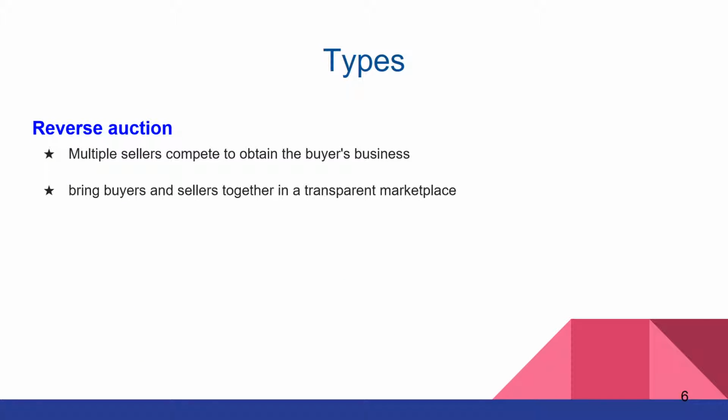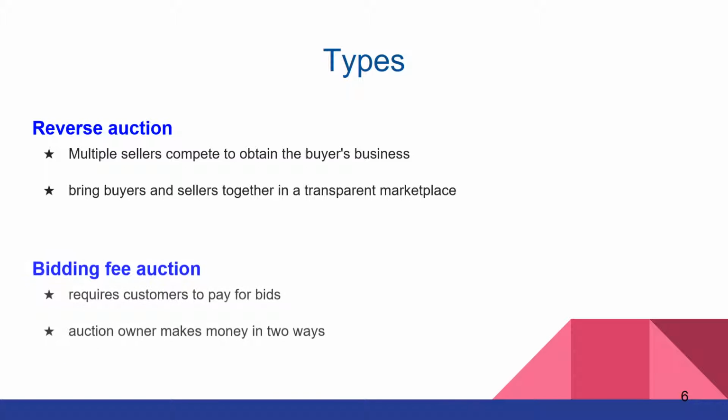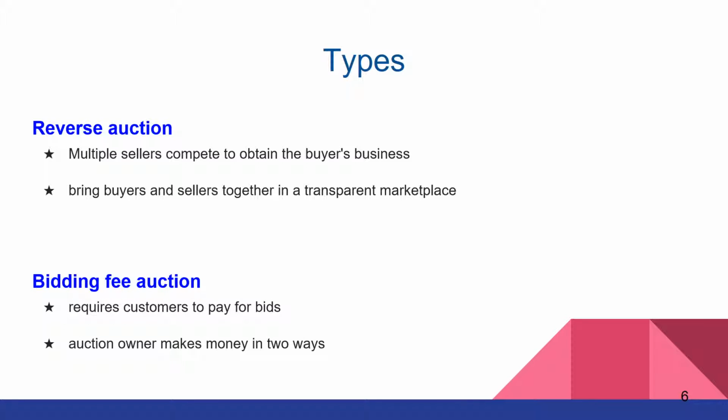The fifth type of online auction is reverse auction. Multiple sellers compete to obtain the buyer's business. It is a good opportunity to bring the buyers and the sellers together in a transparent marketplace. The last one is bidding fee auction, which requires the customers to pay for the bids, so the auction owners can make money not only from the product price but also from the bidding fees.